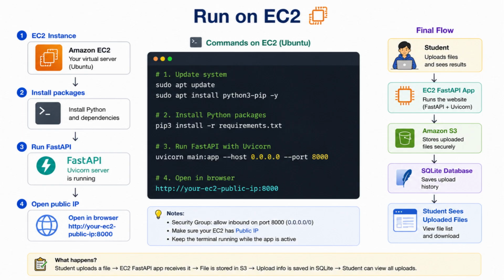We install the required Python packages, start the FastAPI server, and open the EC2 public IP address in a browser. Congratulations! You've built a real cloud application where EC2 runs the website, S3 stores uploaded files, and SQLite manages the upload history.